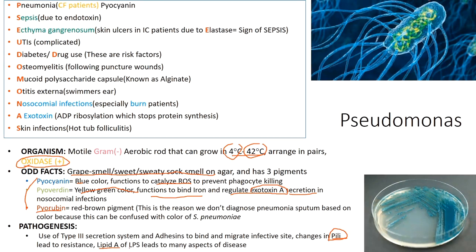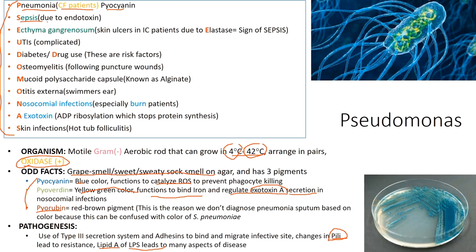And then it has lipid A and LPS, which usually leads to a lot of the aspects of the disease, such as the necrotizing pneumonia and stuff like that. So what are these things? If we actually spell out Pseudomonas, you have the whole mnemonic on what is associated with Pseudomonas. So this came from First Aid. So P for pneumonia, and especially in CF patients, that's a high yield to remember. And as far as the color production, be looking for pyocyanin.